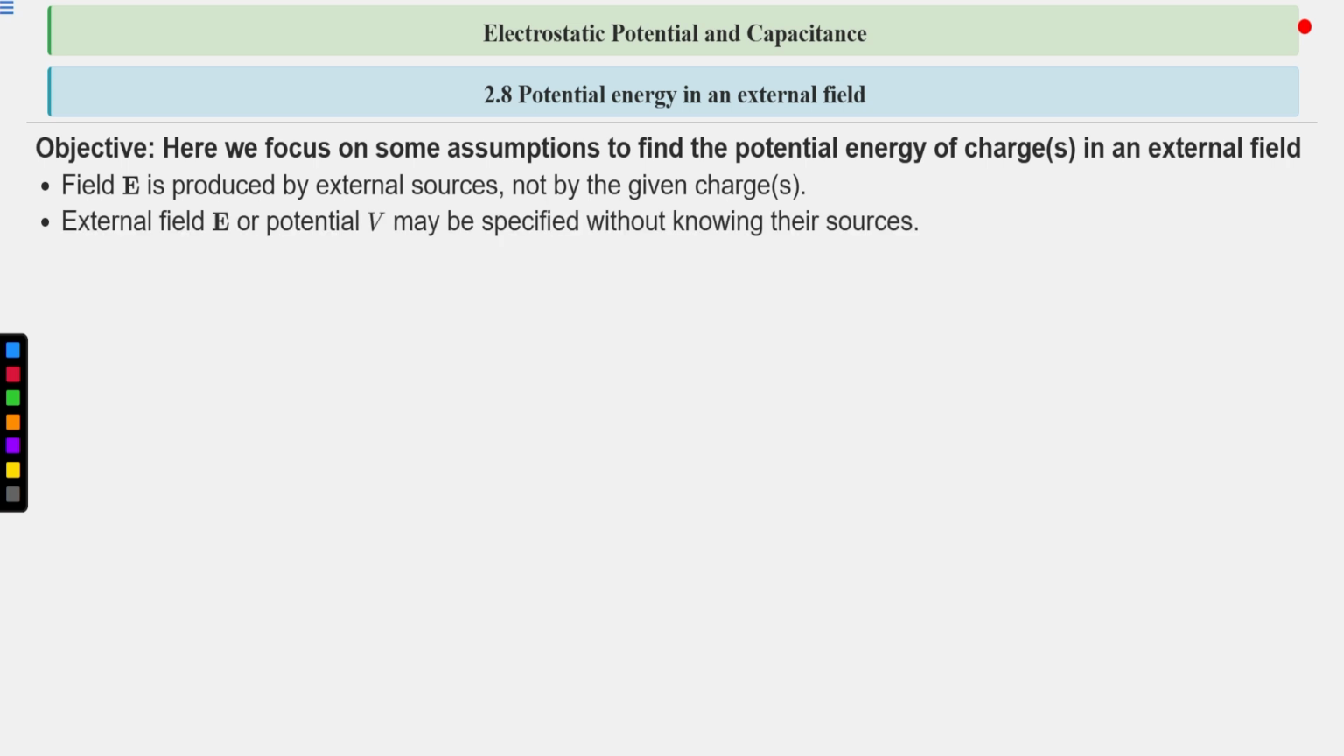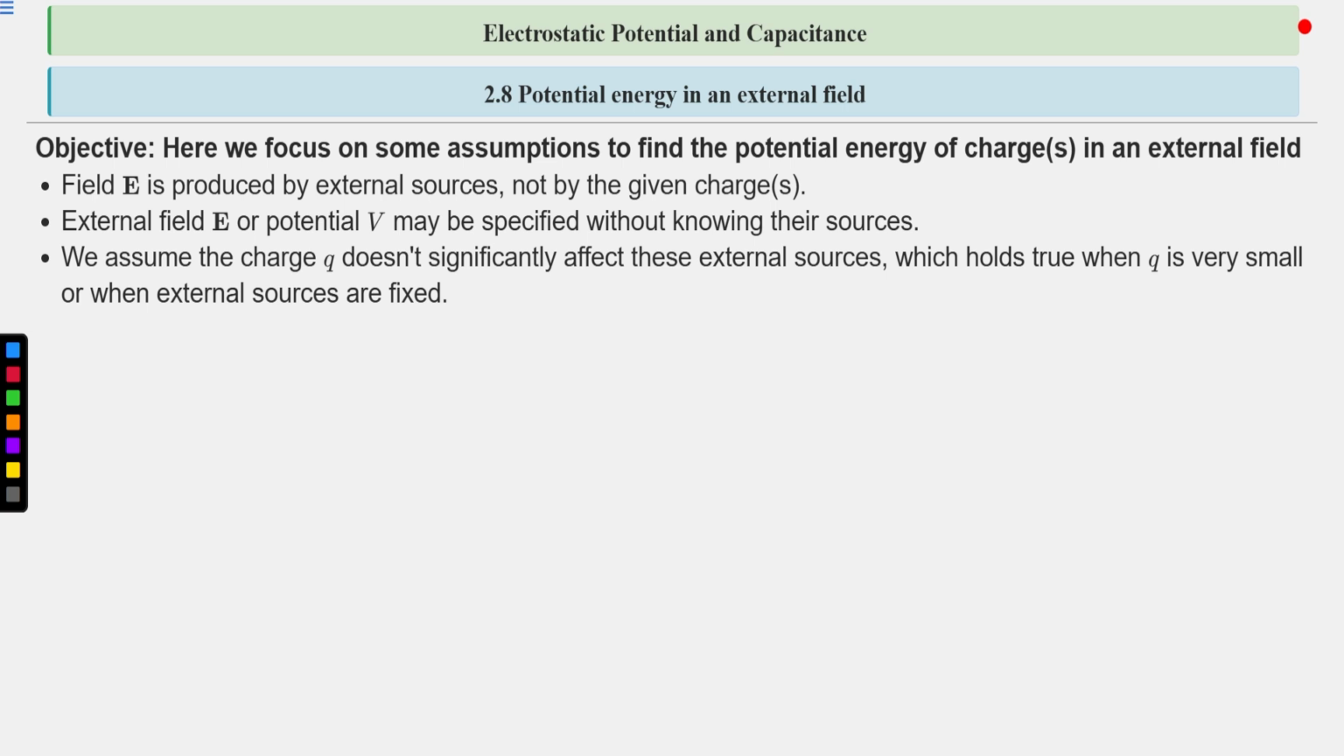External field E or potential V may be specified without knowing their sources. We are not concerned with the sources that are producing this external field. We also are not going to know about the value of this field or potential. We are not concerned about which sources are producing this external field.